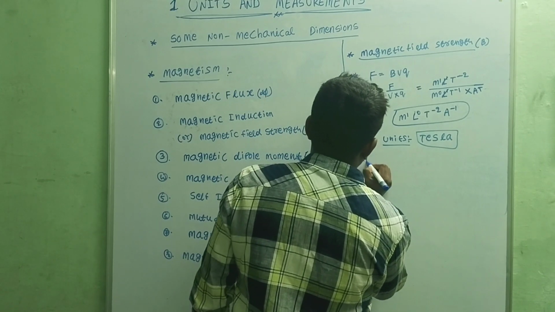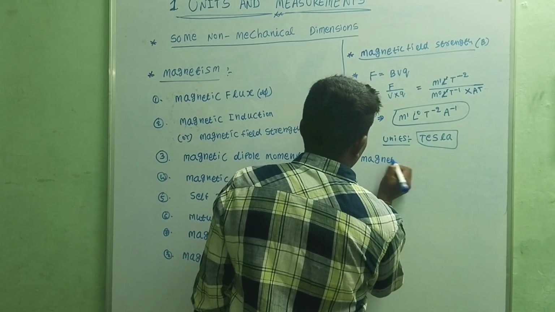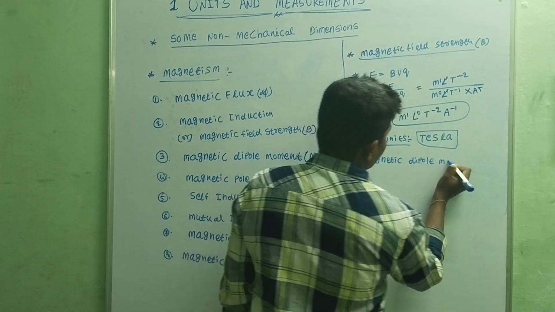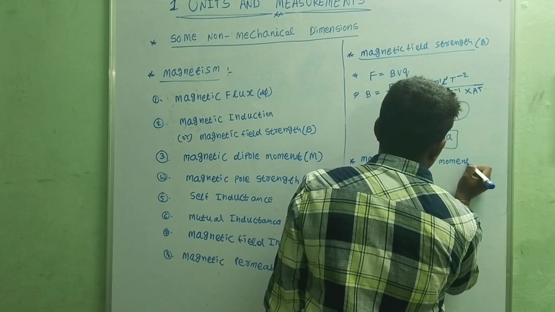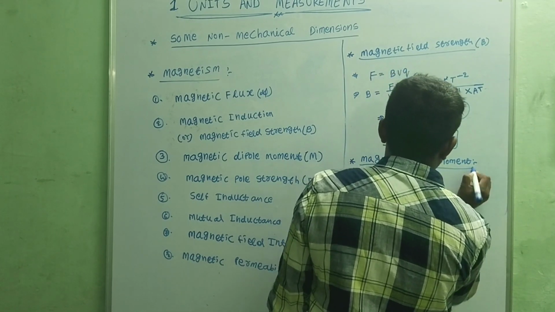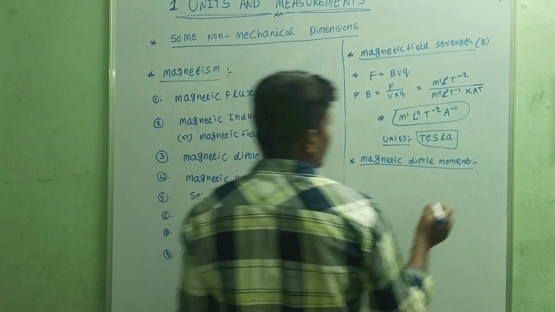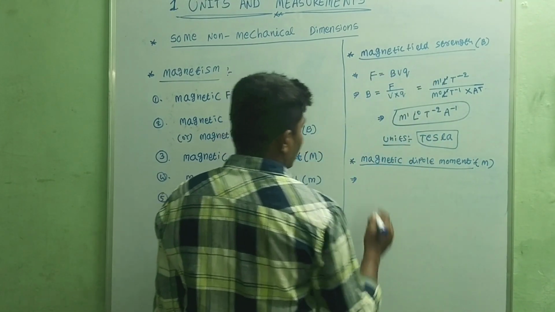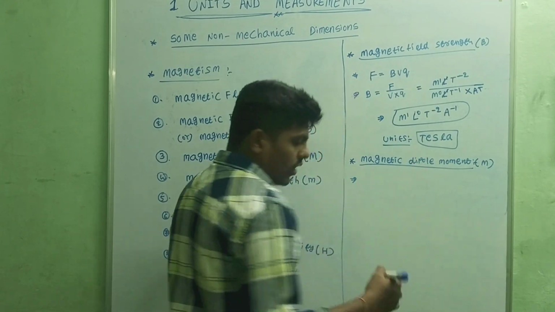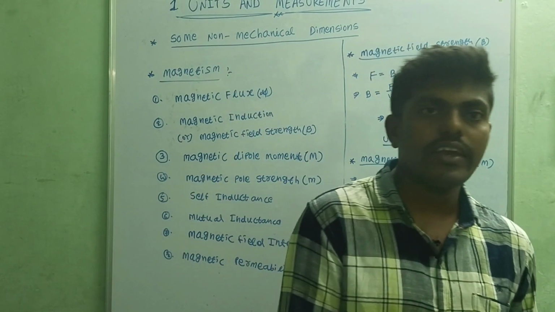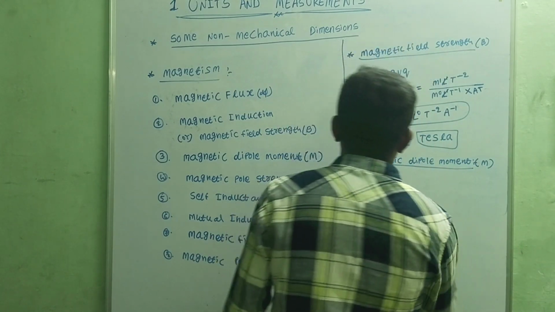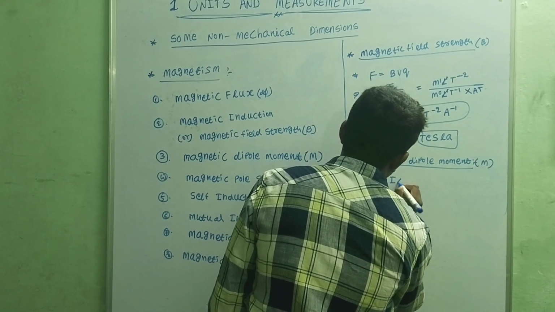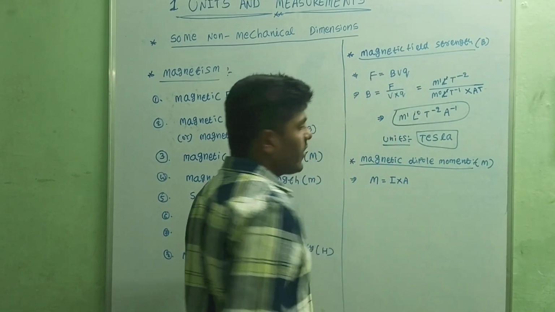So magnetic dipole moment, capital M denoted by the magnetic dipole moment. According to the definition of the magnetic dipole moment, M is equal to current I into area A.